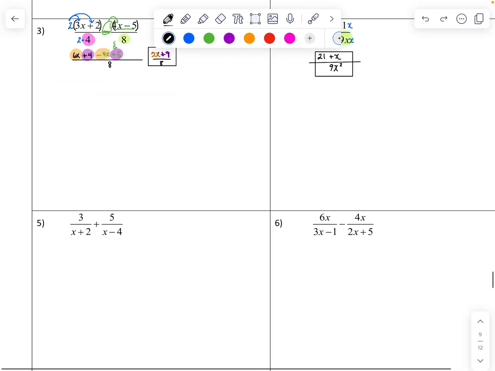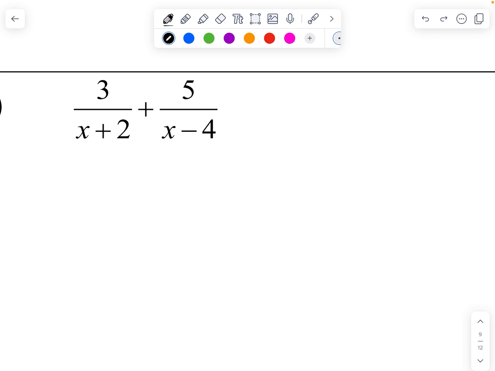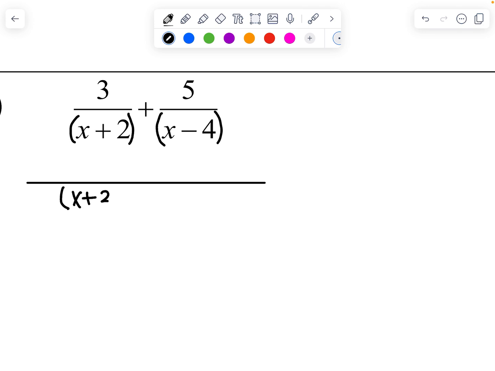All right, next. Okay. This is a binomial. It is a unit, x plus 2. And this is a binomial. It is a unit, x minus 4. So our common denominator is going to be x plus 2, x minus 4.